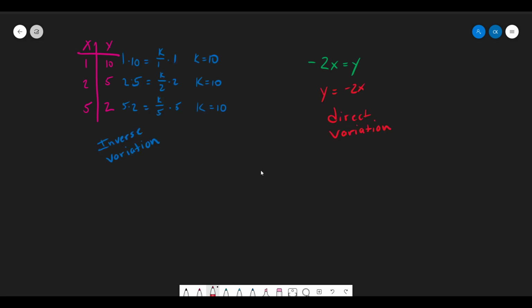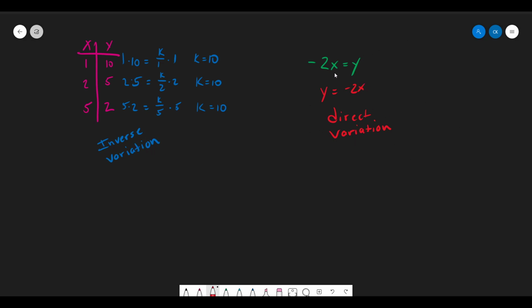So as we see here, the first problem is going to be an inverse variation. When I plug it into my y equals k over x, here I multiply both sides by 1, I get k is 10. Here I multiply both sides by 2, I get k equals 10. Here I multiply both sides by 5, I get k equals 10. And because my k was the same on each one, and I used the inverse variation formula, y equals k over x, that means it's an inverse variation.